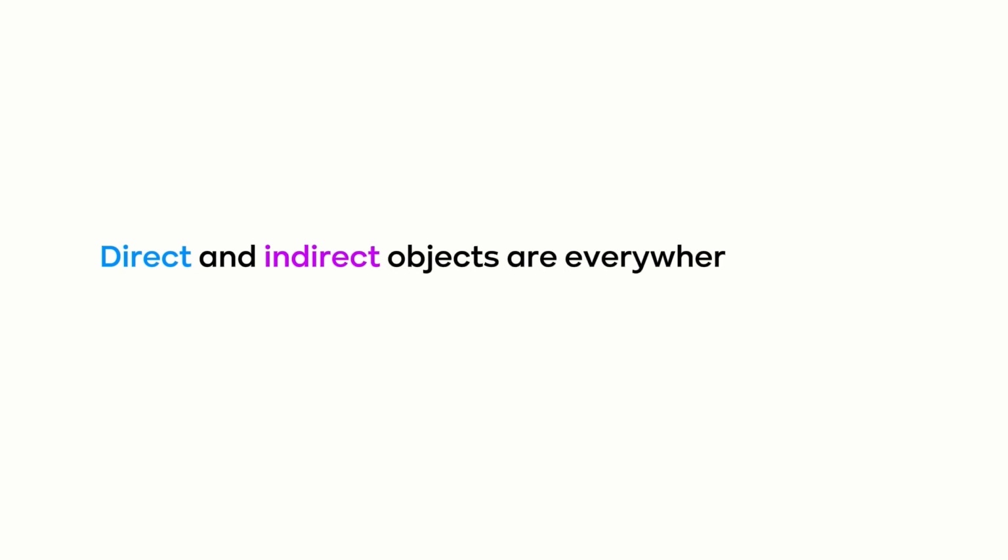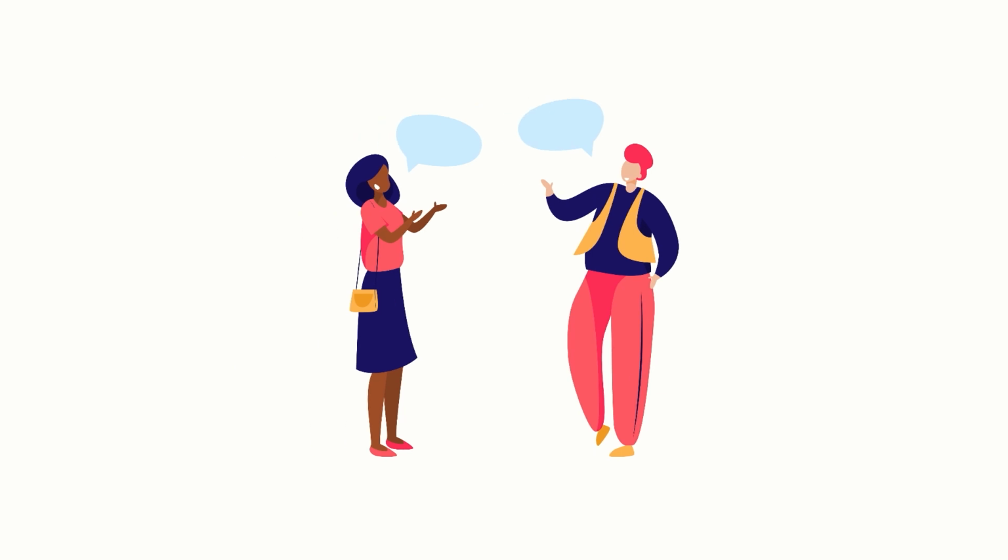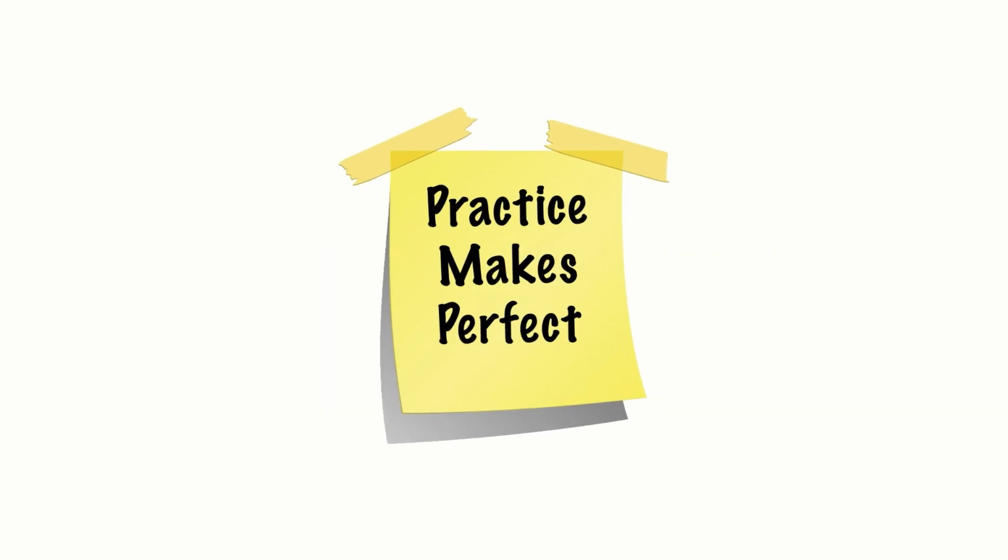Final tip: keep practicing. Direct and indirect objects are everywhere in English. When you watch a film, listen to a conversation, or read a book, pay attention to how they are used. With practice, it will become second nature.